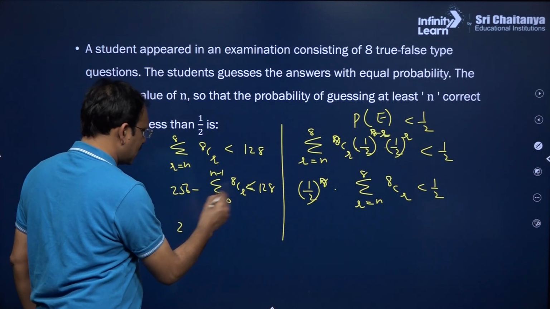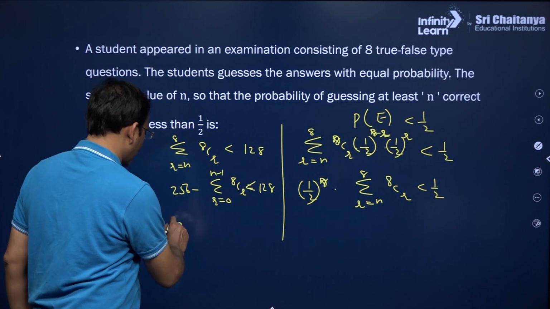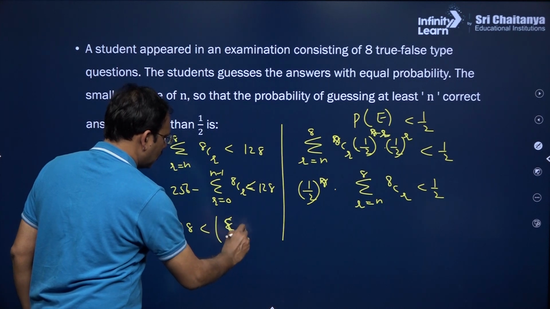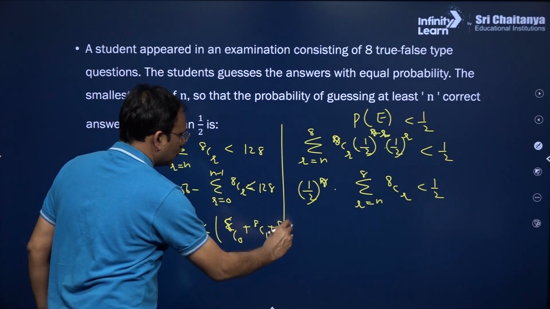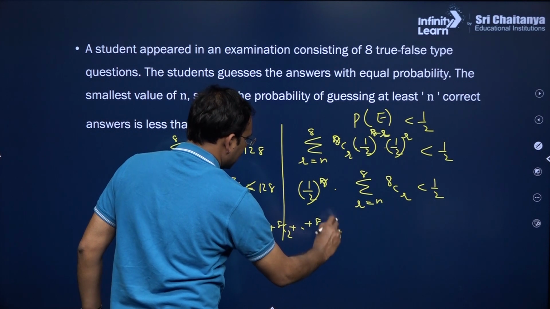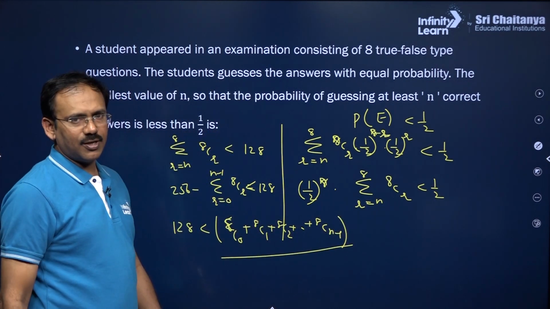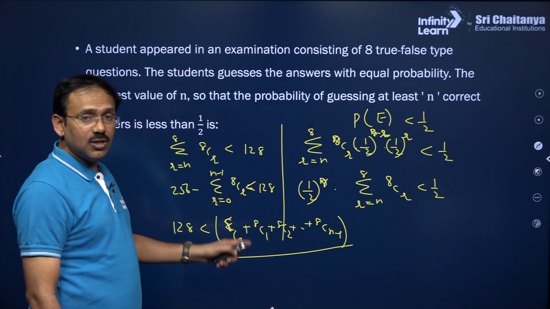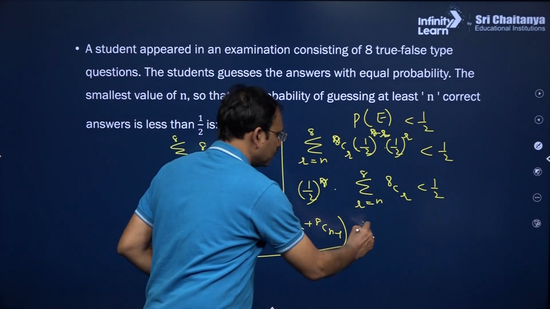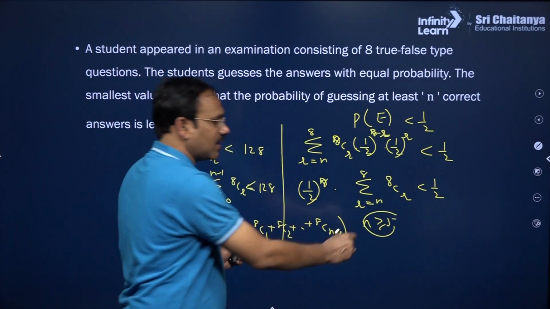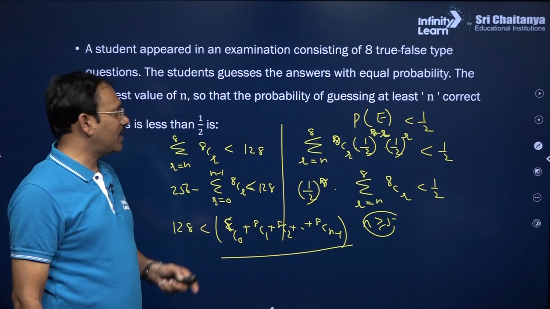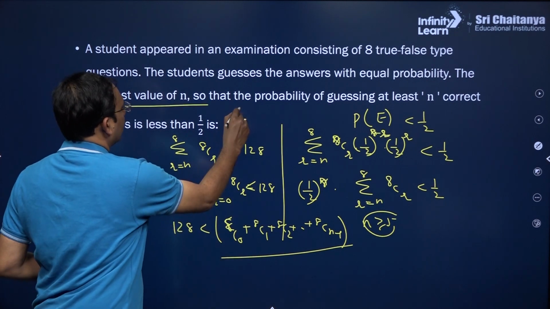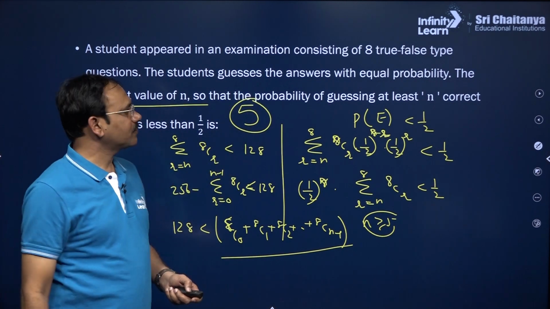So that means 256 minus 128, in the sense this is 128 is less than sigma, that means 8C0 plus 8C1 plus 8C2 and so on, up to 8C(n minus 1). This should be greater than 128. My dear friends, what n should be chosen? N is 1, 2, 3, you just check. When n is equal to 5 or 6, you just take the sum, it is going to be more than 128, and hence n value must be greater than or equal to 5. He is asking the smallest value of n, which is 5 is the answer.